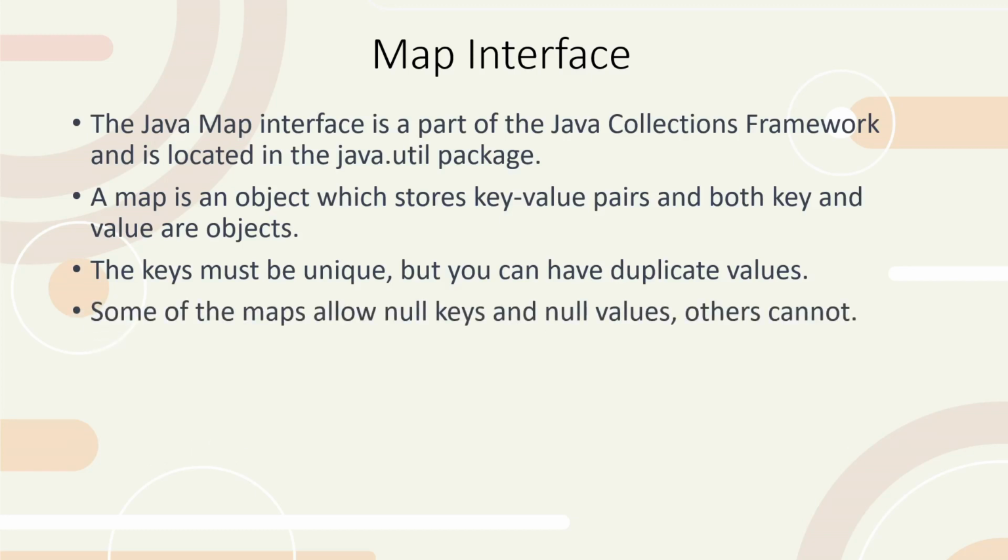Yes, the Java map interface is a part of a collection framework and it's located in the java.util package. A map is an object which stores key value pair and both key and values are objects. The key must be unique but you can have a duplicate value. Some of the map allows null keys and null values, others cannot. So this is about the map interface.